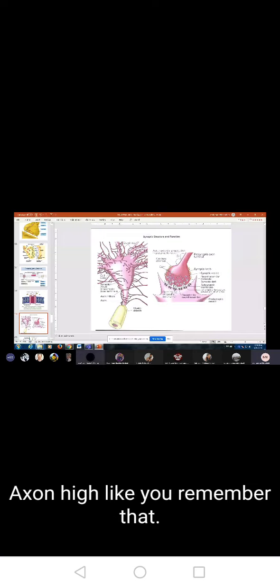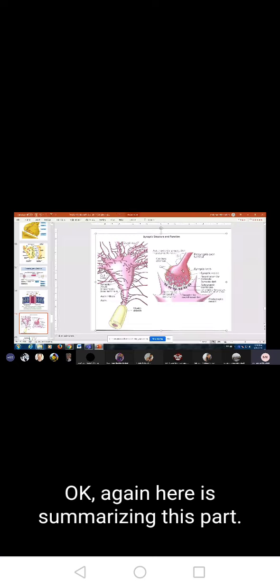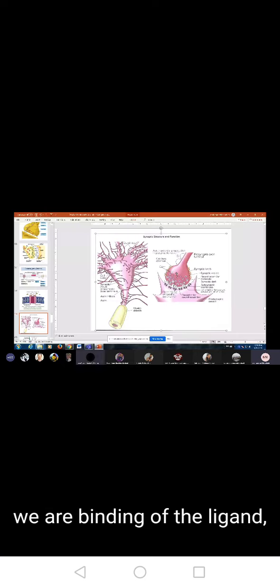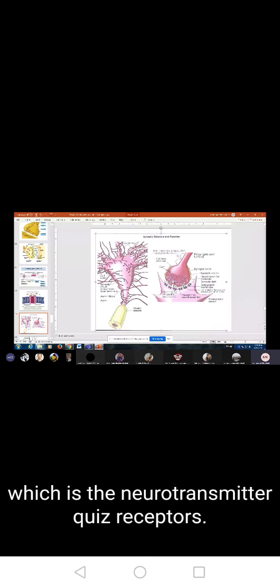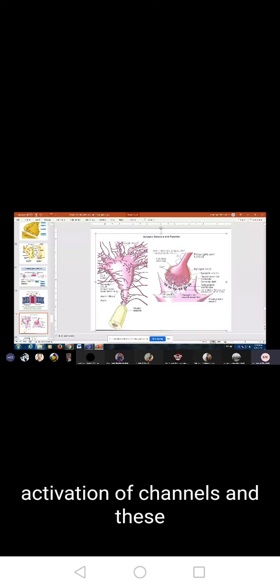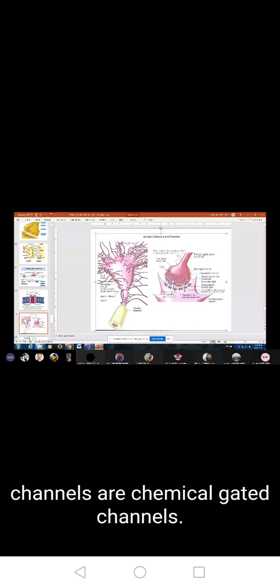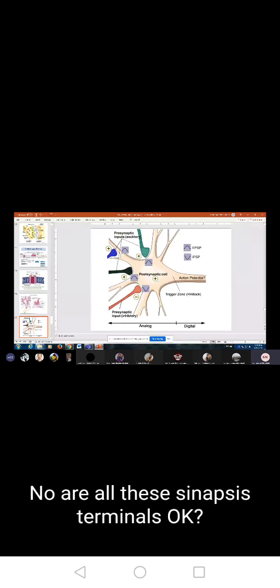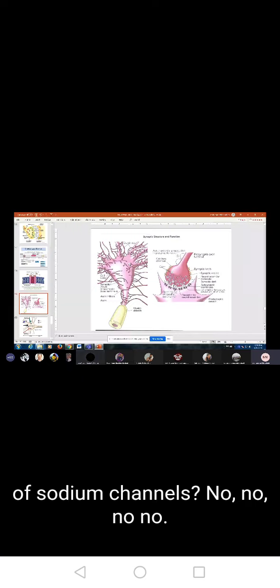You remember that. Okay. Again, here is a summary of this part. We have channels, we have receptors, and we have binding of the ligand, which is the neurotransmitter, to its receptors, causing activation of channels, and these channels are chemical gated channels. Now, are all these synaptic terminals causing activation of sodium channels? No. Are all of them causing activation of potassium channels?